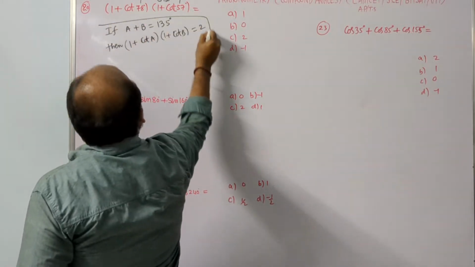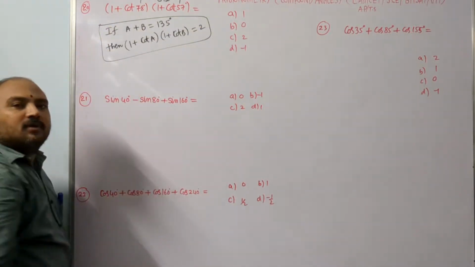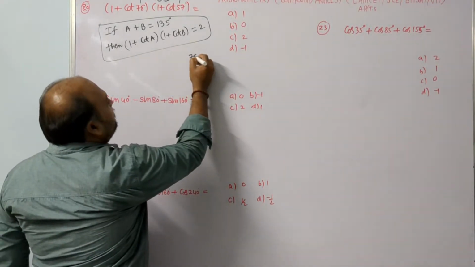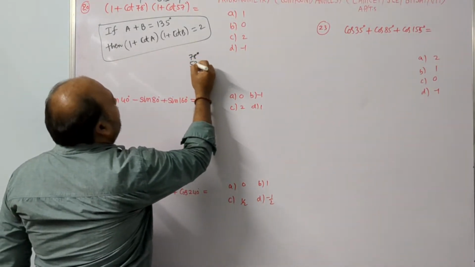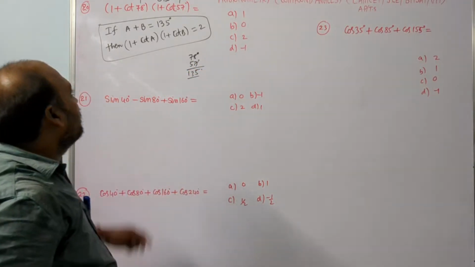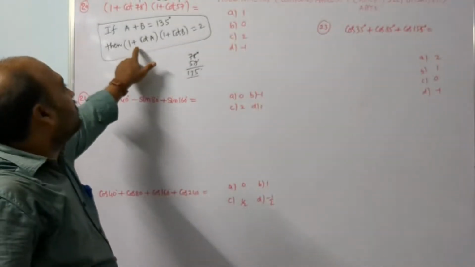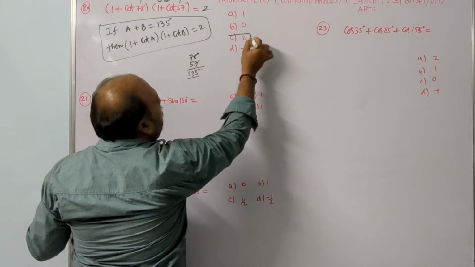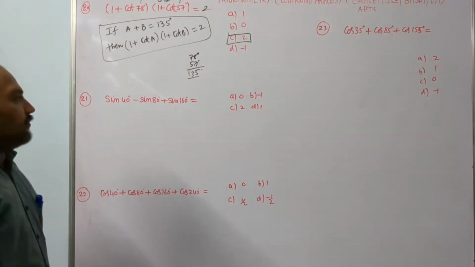Keep in mind, dear students. Is it in this form or not? If A plus B is 135 degrees, of course, 78 plus 57. So it is satisfying: A plus B is 135, then the value of 1 plus cot A into 1 plus cot B is 2. Therefore, our answer is also 2. You can move to another question.